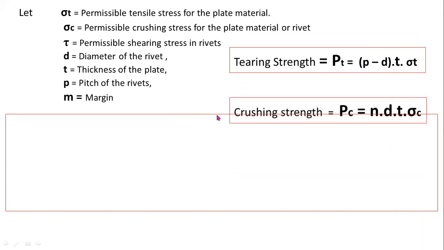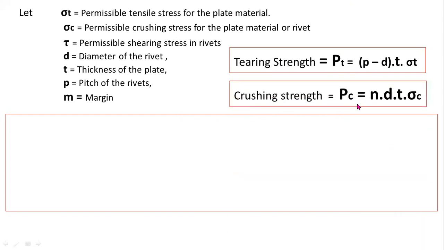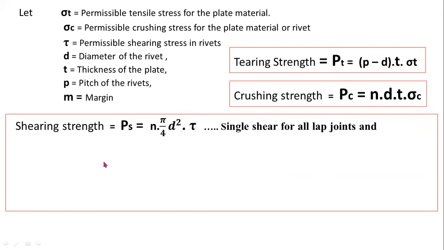And this is the crushing strength. Pc is the crushing strength or crushing resistance, equal to n into d into t into sigma c. n is the number of rivets per pitch, d is the diameter of the rivet, t is the thickness of the plate, and sigma c is the compressive or crushing stress induced in the plate material or rivet material.